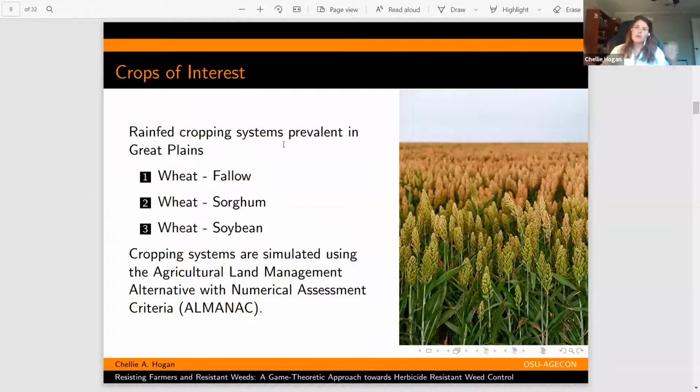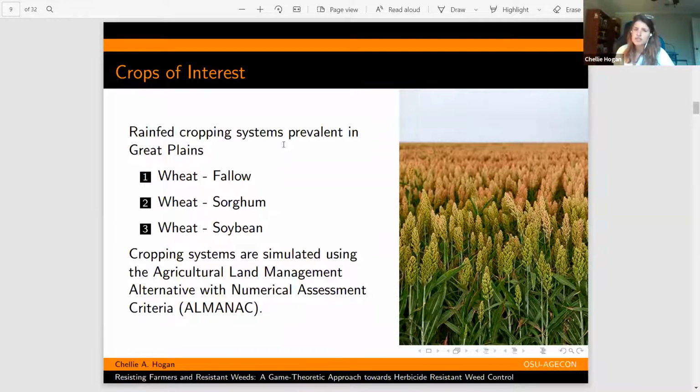And so how do we answer that question? Well, we have to simulate some data and generate some data first. So we are looking at rain-fed cropping systems that are prevalent in the Great Plains. We've identified three, the first being a wheat-fallow rotation, the second being a wheat-sorghum rotation, and the third being a wheat-soybean rotation. And all of these cropping systems are simulated using the Agricultural Land Management Alternative with Numerical Assessment Criteria. The acronym is ALMANAC, which makes it a lot easier to say.